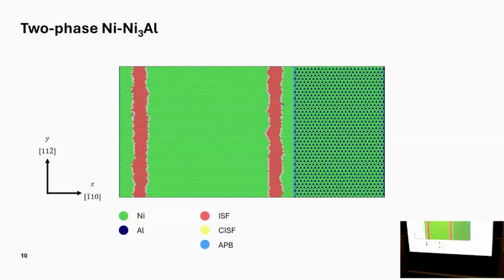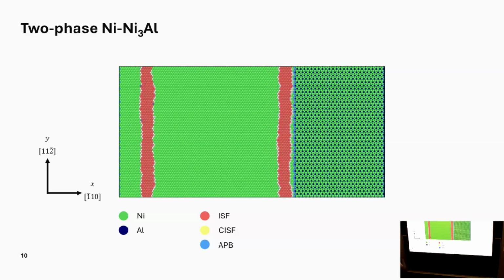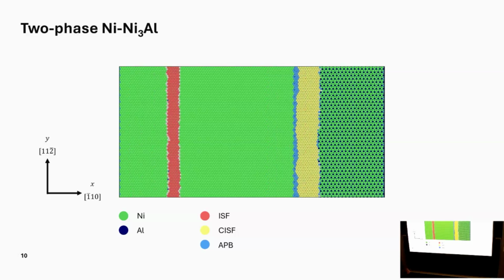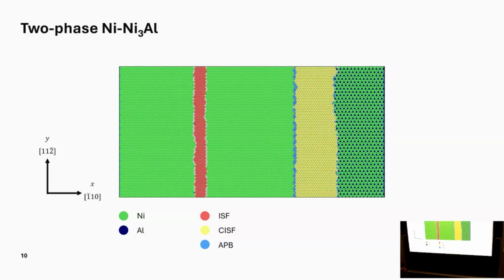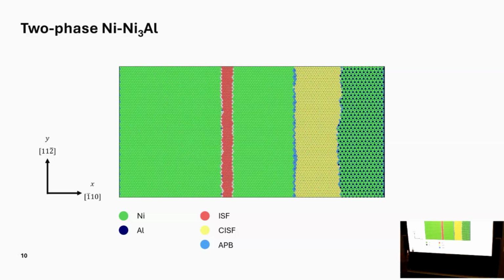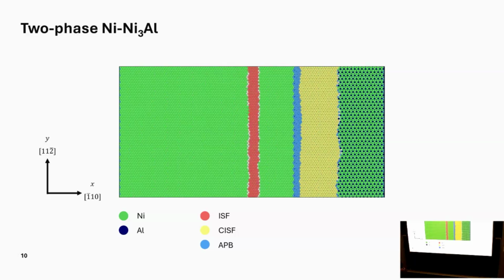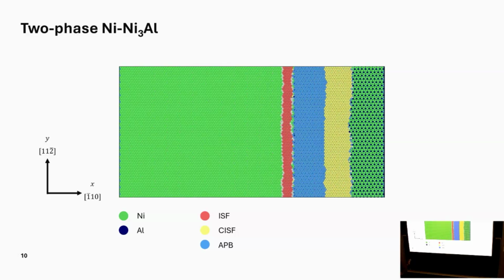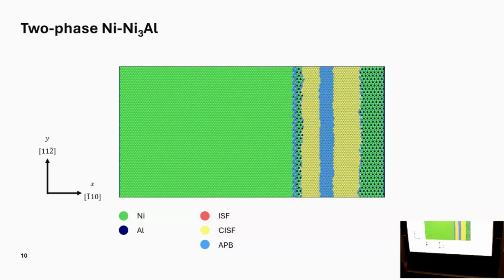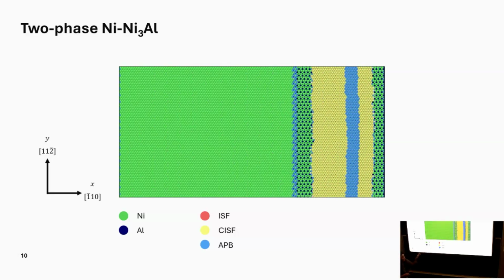So this was to just develop this framework. We want to apply that now to nickel, nickel-3 aluminium, so this two-phase system. This is an animation from one of these simulations that we consider, and I just wanted to highlight here a few things about the stacking faults that form.